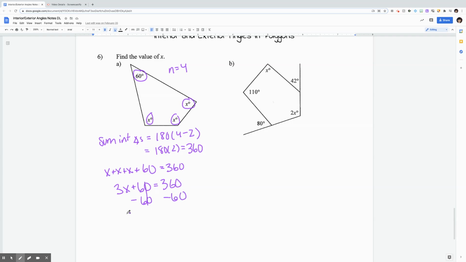So I'm going to subtract 60 over to the other side. I get 3x equals 300, and then I'm going to divide by 3, so you end up with x is equal to 100.